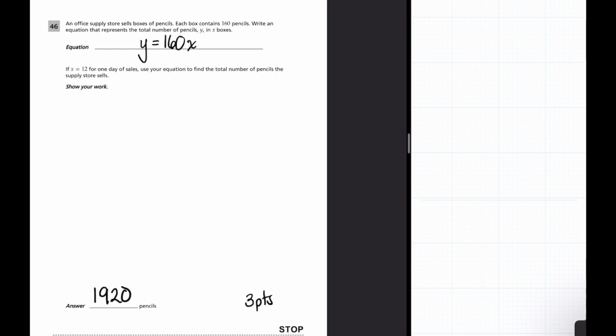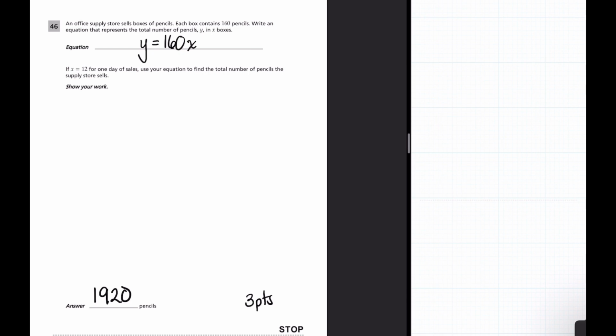All right, and let's go to the next one. This is the last question. This is worth 3 points. So you need some type of equation, y equals 160x or something equivalent to that, and 1,920 pencils. So let's go through.